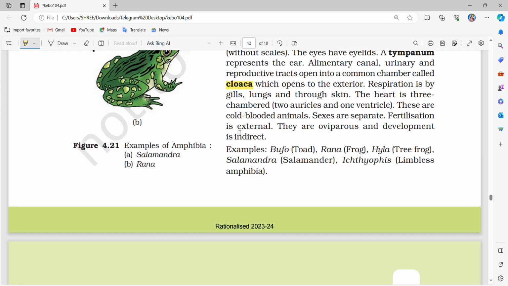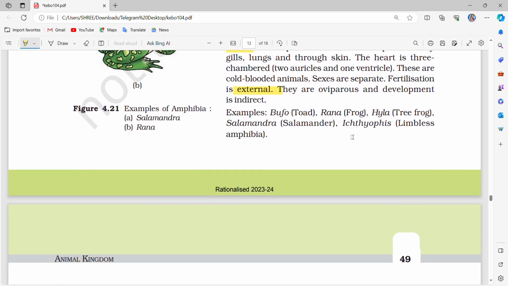Fertilization is external. They are oviparous and development is indirect. Examples: Bufo, toad; Rana, frog; Hyla, tree frog; Salamandra, salamander; Ichthyophis, limbless amphibia.